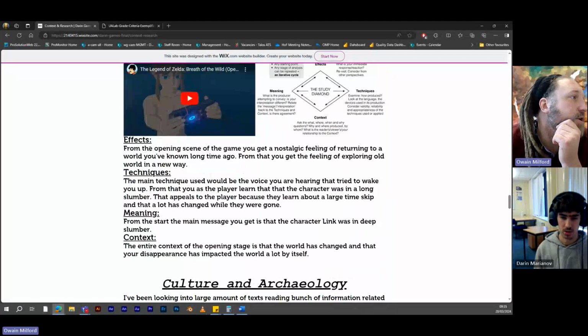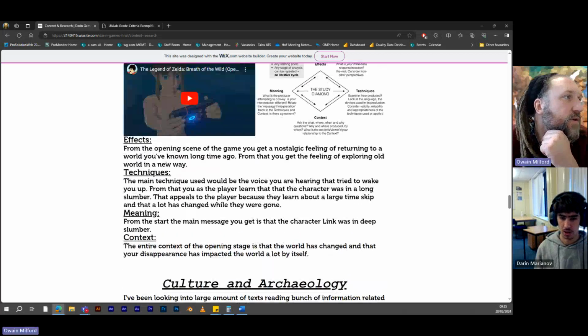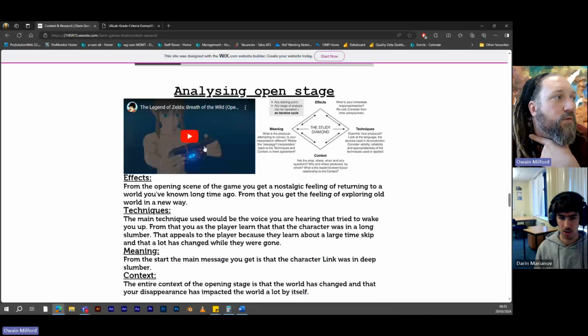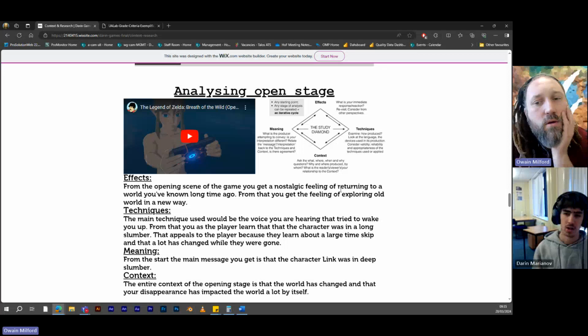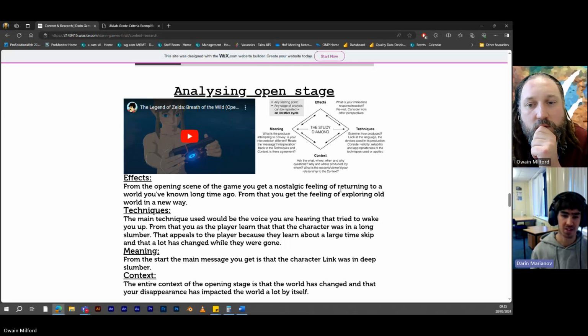And then, so your opening stage there. You've got that diamond that Fraser provided with you, and you've got some of these areas here. Did you find that analysis of Breath of the Wild useful for your idea for the opening stage? Not really. I don't think I went very deep into the thing, and I wasn't entirely sure about looking at many open stages because my project is quite complex when it comes to open stage.